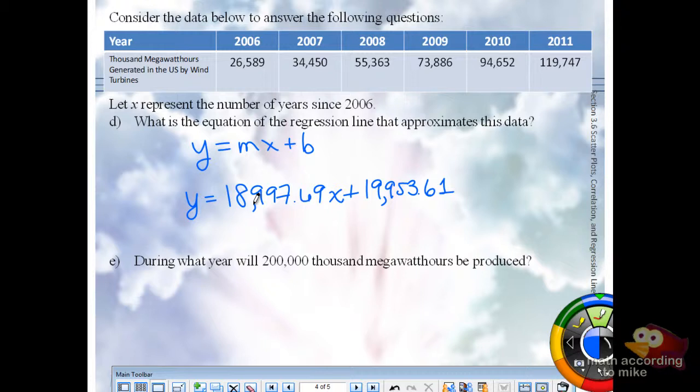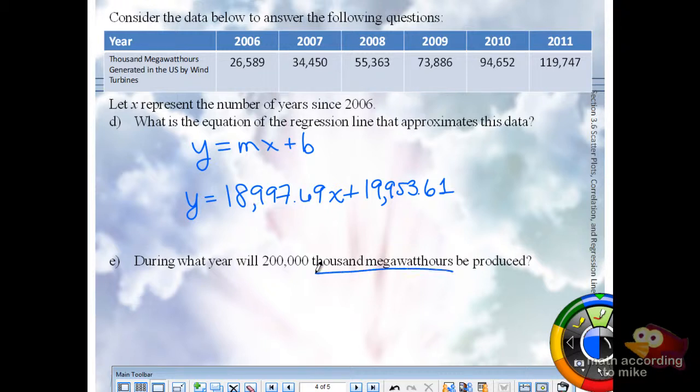All right, so that's D. So remember, X represents the number of years since 2006. Y represents the 1,000 megawatt hours produced. So E, during what year? Stop right there. What variable are we solving for, X or Y? Careful. So X. During what year? So find X when Y is 200,000. Please be careful and match up the units.